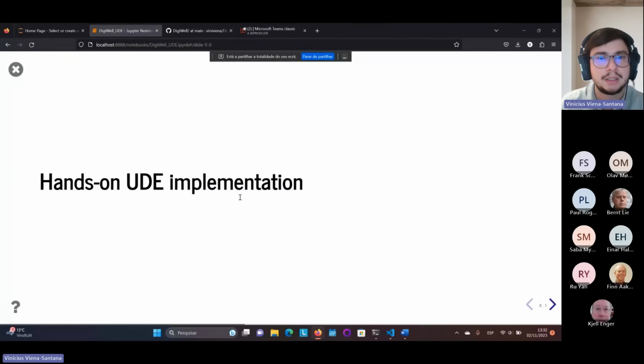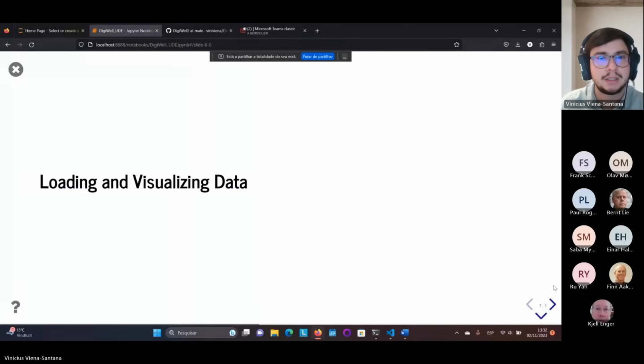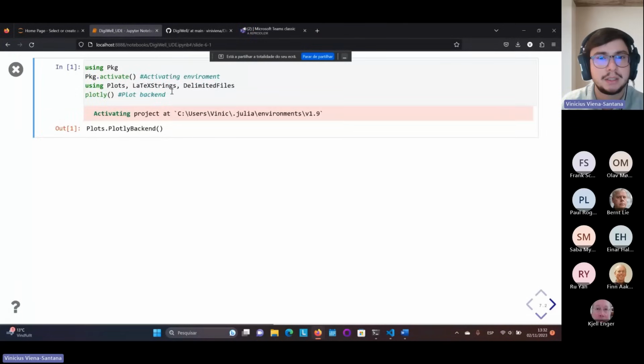So now let's go on to the implementation of a universal differential equation for this problem. I just wanted to make sure you understand the problem before I actually implement it. The first step would be loading and visualizing my data set. So I'm loading here my package, the Pkg library, and activating my environment, so I have my versions of my packages loaded. I usually prefer to use the Plots library to plot, and I also use the DelimitedFiles library to load my files that are written in CSV.